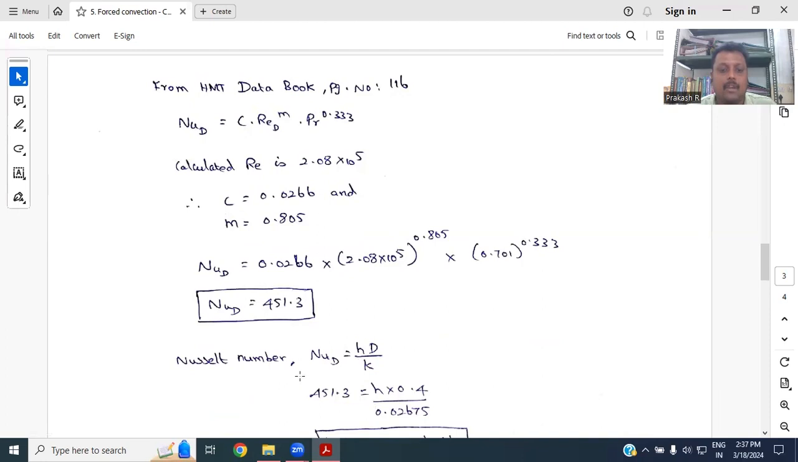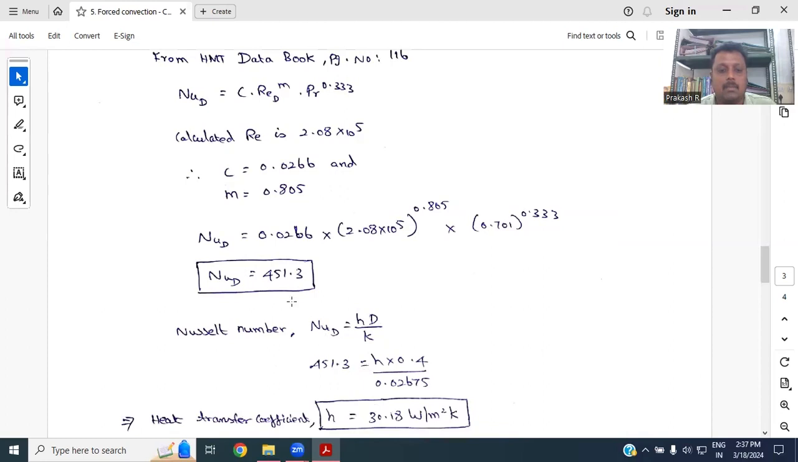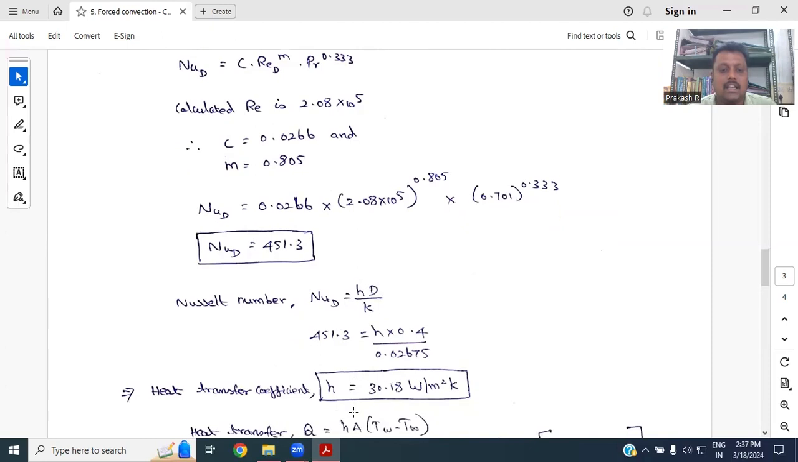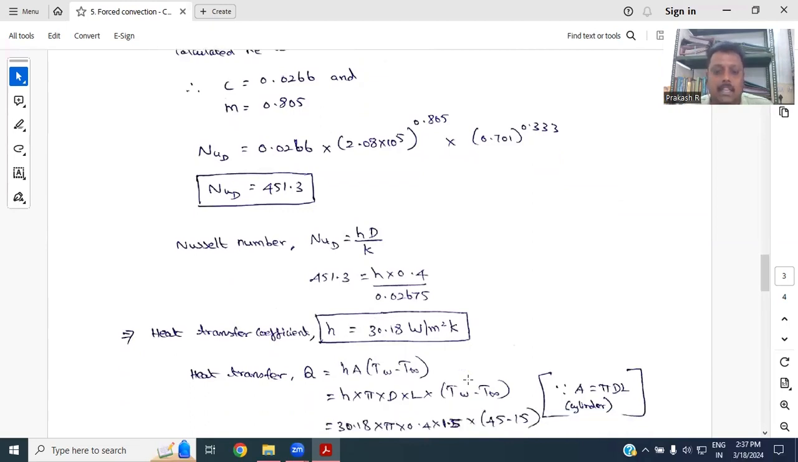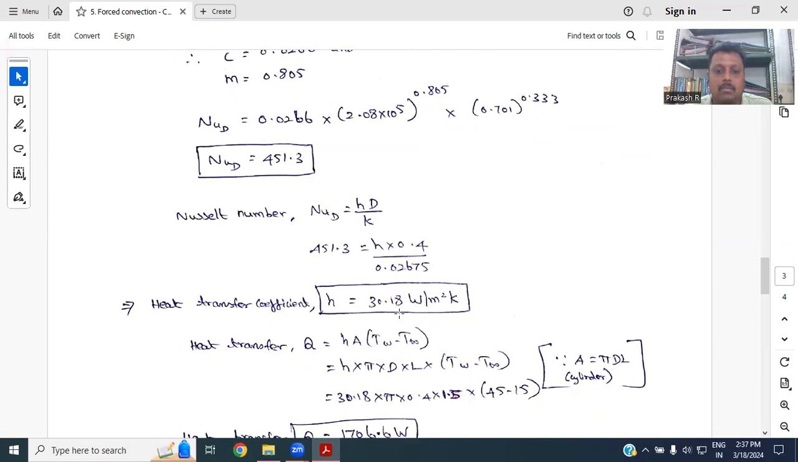Right? We know the Nusselt number general equation is hD by K because it is a problem on cylinder. If it is a problem on plate, it is hL by K. Therefore, Nu is equal to hD by K. By substituting this Nusselt number value, and we know the D value and K value, the only unknown is h. The h is the heat transfer coefficient. h is equal to 30.18 watt per meter square Kelvin. In this problem, we need to find the heat loss, that is Q. We know the general equation Q is equal to hA into Tw minus T infinity. We know the value of h, 30.18.